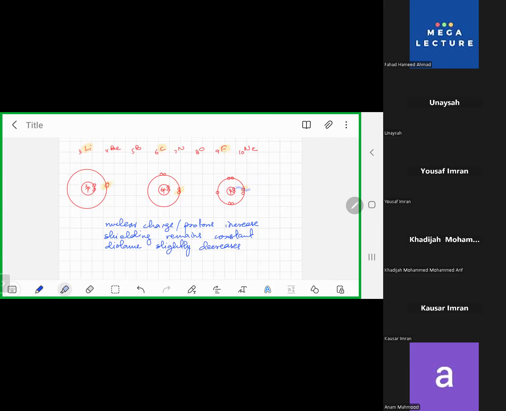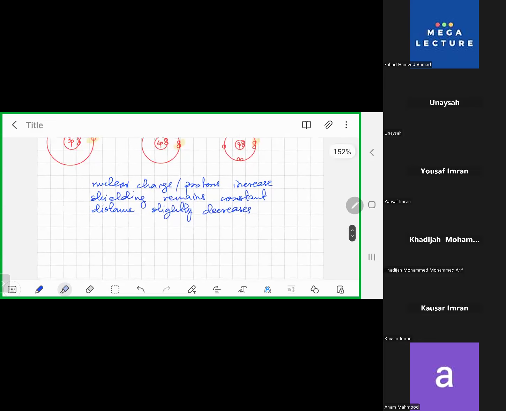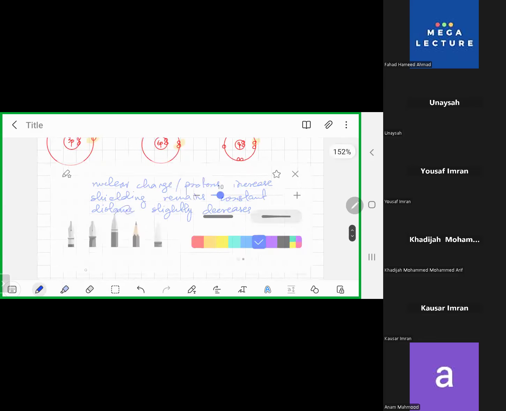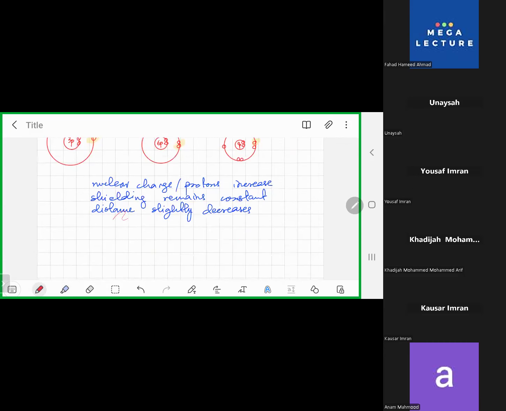But in fluorine's case, because of the 9 protons, because of the much larger nuclear charge, the electrons are more strongly attracted to the nucleus. So it's clear that the distance looks like they all have the same number of shells, but the distance slightly decreases. Is that clear? Yes, sir. Okay, sir.